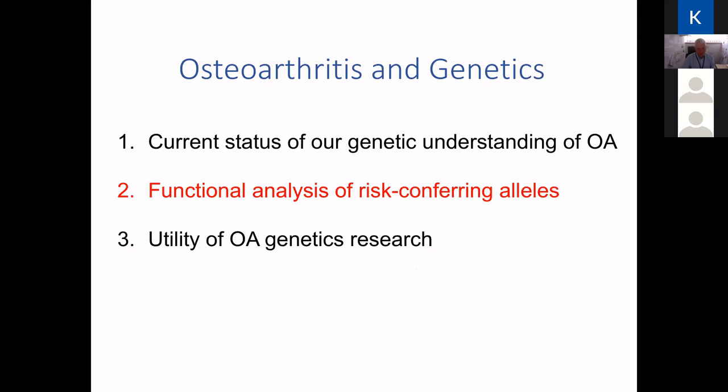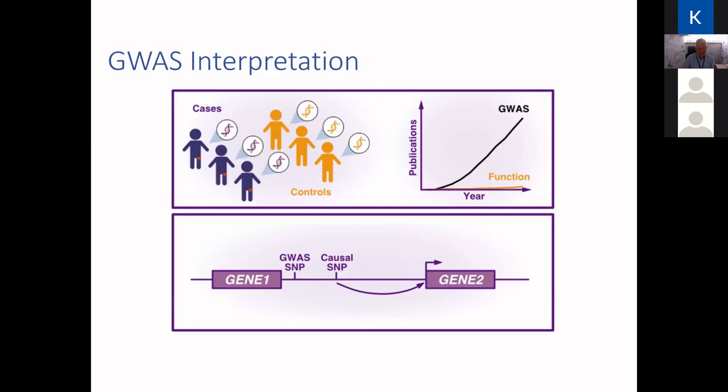So what I'm going to do now is move on to the functional analysis of risk-conferring alleles. What's become very apparent, not only in osteoarthritis, but in all common complex disease studies, is that the GWASs have identified a very large number of signals of single nucleotide polymorphisms that correlate with the disease. But what we haven't done as much of is then taking those signals and trying to work out what is the causal polymorphism, what is the target gene, what's the actual functional effect, so what is happening here.